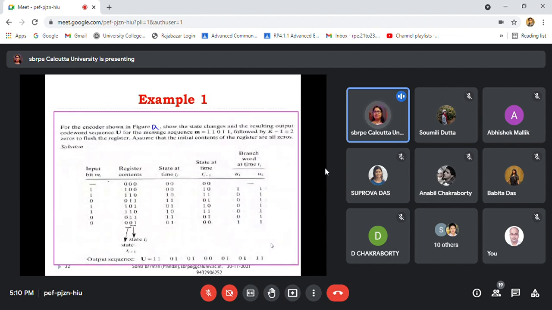So one example is showing this thing. I'm not explaining this thing; you can easily understand how it is changing. Your input bits 1 1 0 1 1 are coming into the encoder, and the states of the machine are 0 0 A, 1 0 B, 0 1 C, and 1 1 D. So at time instant Ti, it is 0 0.